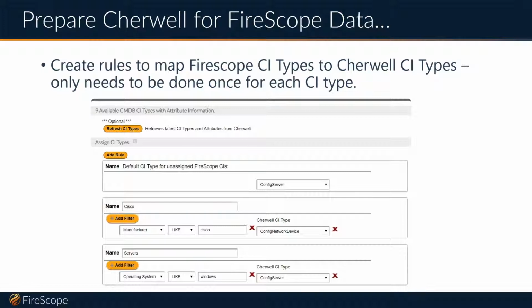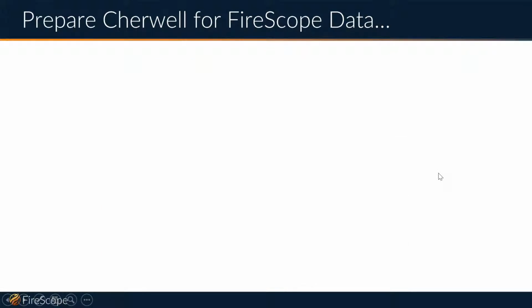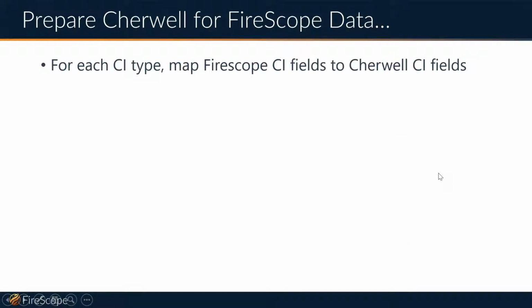So here you can see a rule that says, if the manufacturer of my piece of equipment happens to be Cisco, I can be pretty sure that's a network device, so I want it to go across to the Cherwell config network device. Similarly, if it's running Windows, it's probably a server, and we want to send it across to the Cherwell config server CI type. Once you've done that, you only do it once per CI type.